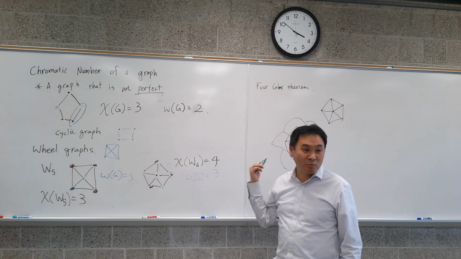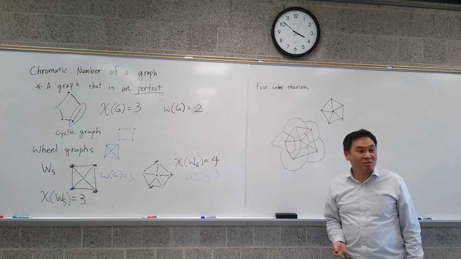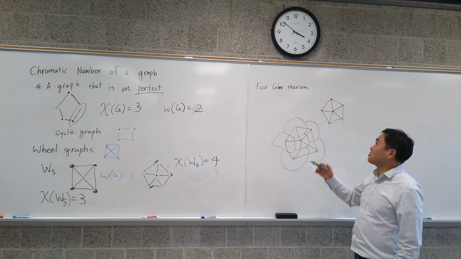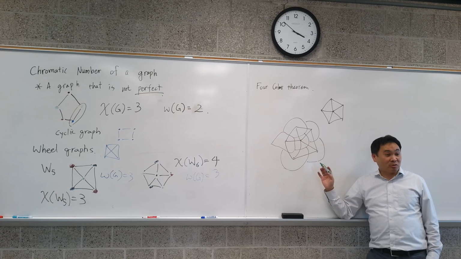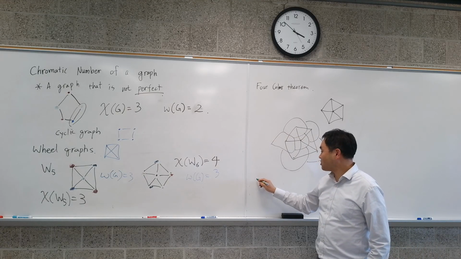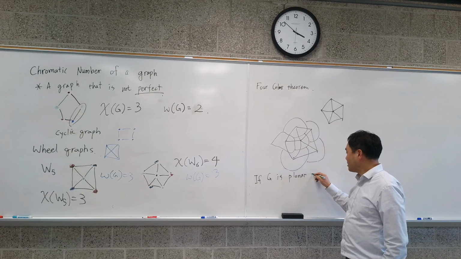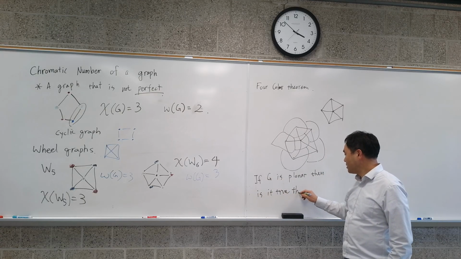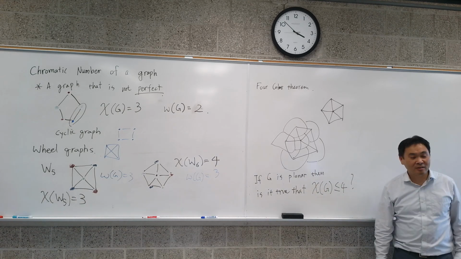So in every configuration that printing presses tried to do, they always found that 4 colors was enough. They can always color countries in 4 different colors, and they were able to do this. So this was a conjecture. It's called the 4 color theorem. And the question is, for any planar graph, is it true that, so the conjecture was, if G is planar, then is it true that the chromatic number is 4 or less? Okay.